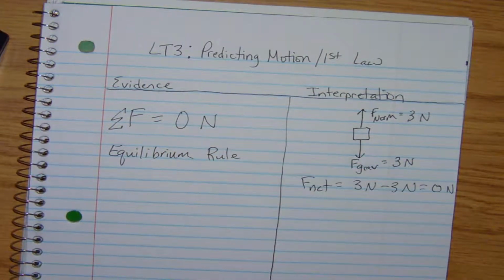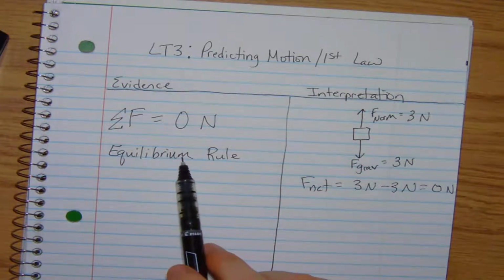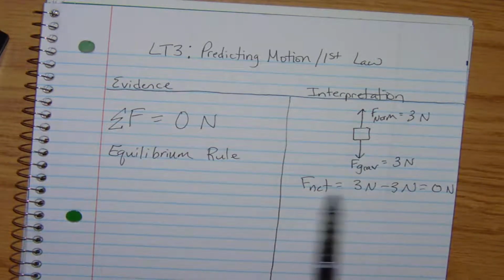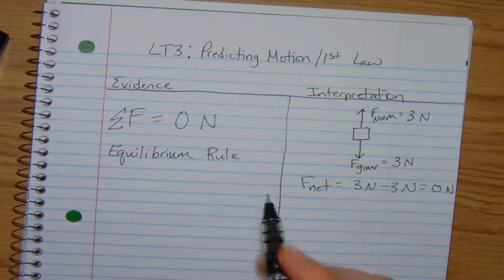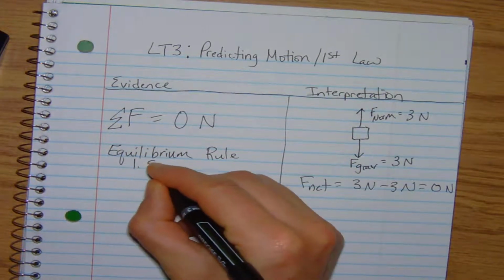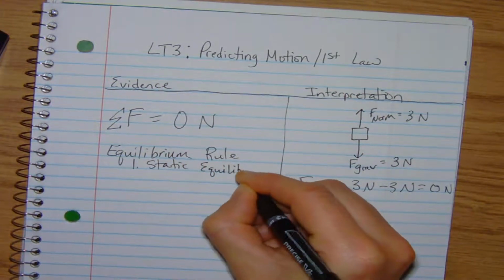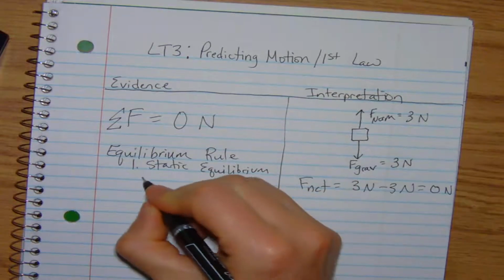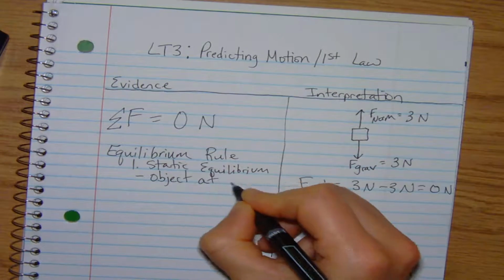So the equilibrium rule has a couple parts, but what must be true is that all of the forces acting on an object cancel each other out. So the net force has to be 0 if it's the equilibrium rule. But when we have an object at rest, it's called static equilibrium. The word static, think like static cling, you know, a dryer sheet gets stuck to your pants or something when you bring it out. So static equilibrium is when an object is at rest.